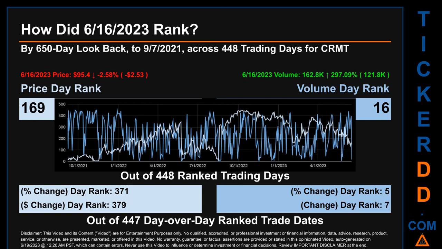The line graph overlays price and volume's daily ranking, as shown respectively in light versus dark blue, across those target trading days. In this view, essentially the dips are good whereas the spikes are bad. The price's day-over-day percentage change, dropping -2.58% on June 16, 2023, had a day rank of 371 while its dollar difference of -$2.53 had a rank of 379 when compared day over day across 447 trading days. Volume's percentage change and difference were ranked respectively at 5 and 7.